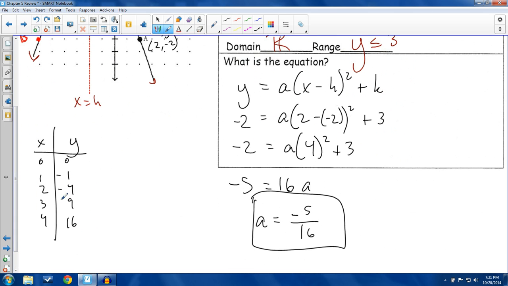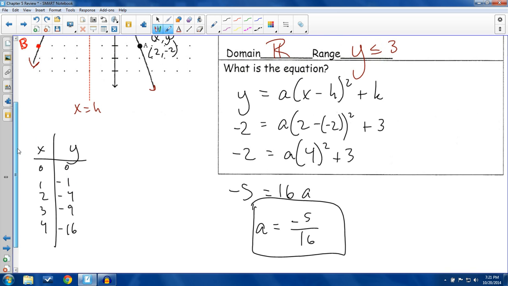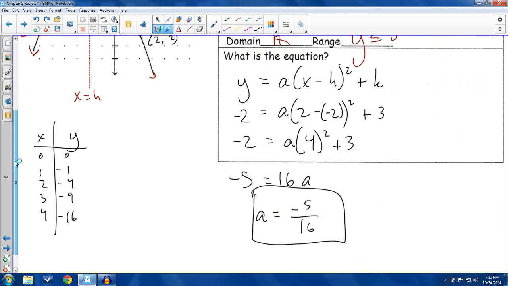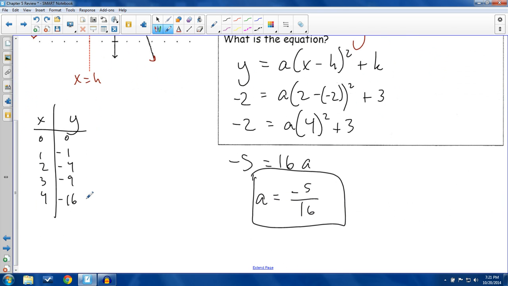So let's take a look at some of these guys right here instead. Over 1, down 1, over 2, down 4. Now, this time I'm not going down 16. I'm going down 5. And 16 times 5 over 16 equals negative 5. So I'm going down, I should have just called this plus, because I want to multiply this by negative 5 over 16. I'm going down this factor of 16 instead.